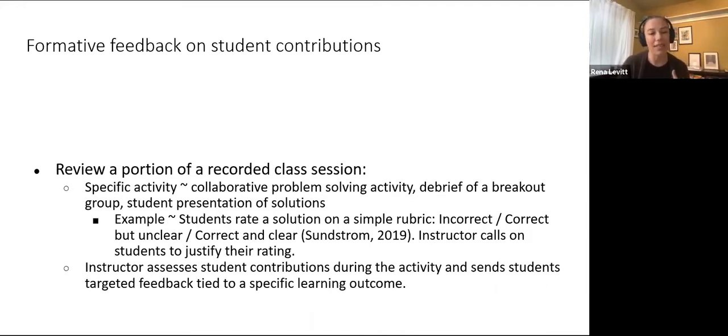And again, after the class, we'll assess the students' contributions during the activity, and then I'll send them targeted feedback that's tied to a specific learning outcome. Great. Next slide, please.